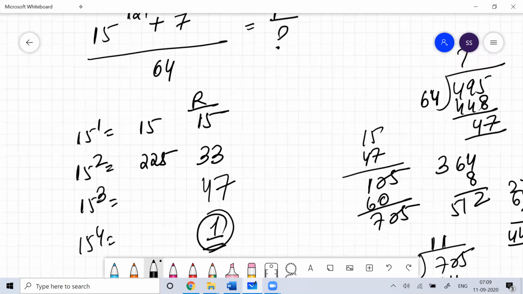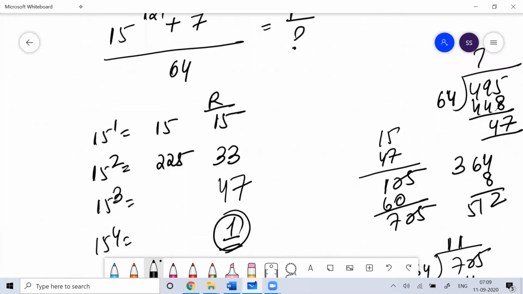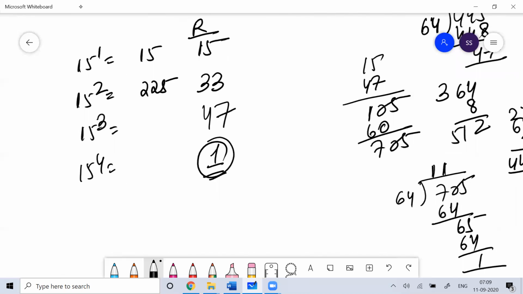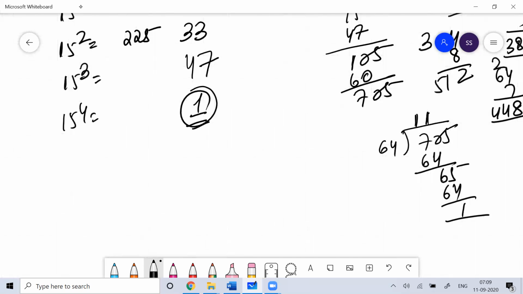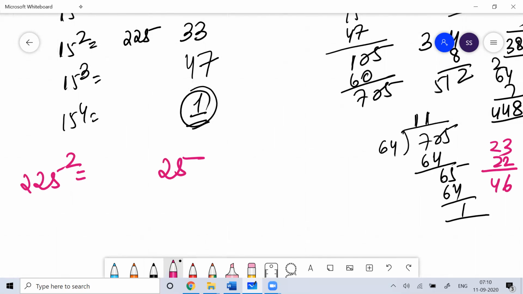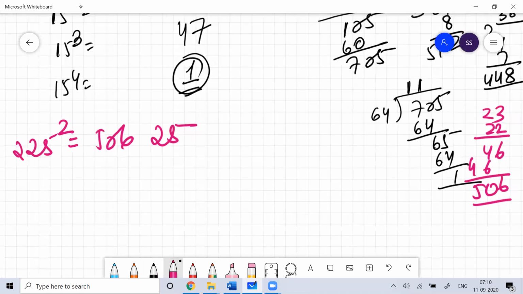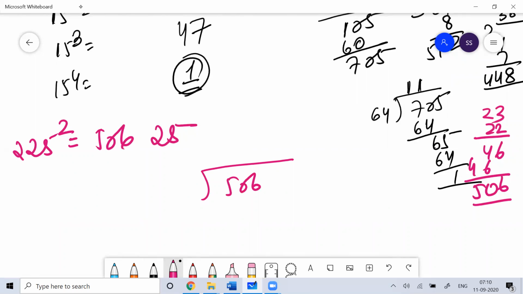Oh my god, I got a very big breakthrough. 15 to the power 4 is definitely 225 squared. What is 225 squared? The last two digits are 25, and 22 into 23 is 506, so it is 50625. If you divide 50625 by 64, you'll get a remainder of 1.